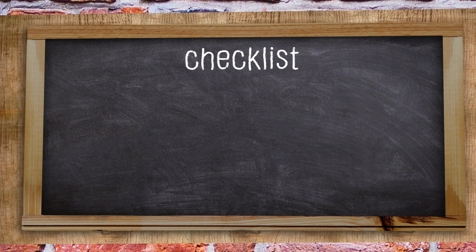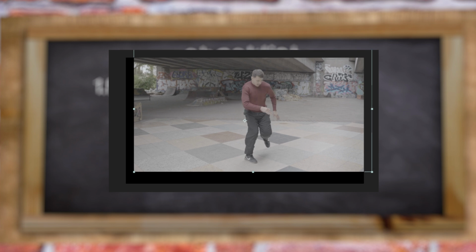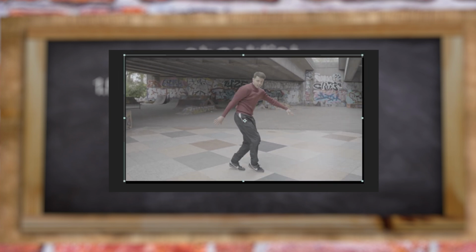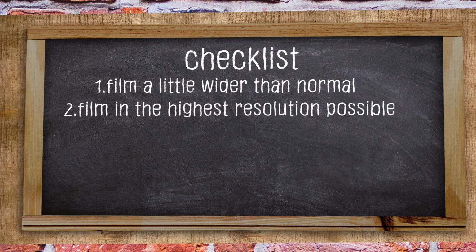First of all, make sure you film a little bit wider than you normally would, because in actual fact, what's going to happen is you will end up scaling in or cropping in a little bit around the edges, just to take away some of the black edges. Secondly, because of this fact, make sure you film in the highest resolution possible. So even if you're looking to output in 1080, film the clip in 4K, because it will give you that extra resolution to play with.